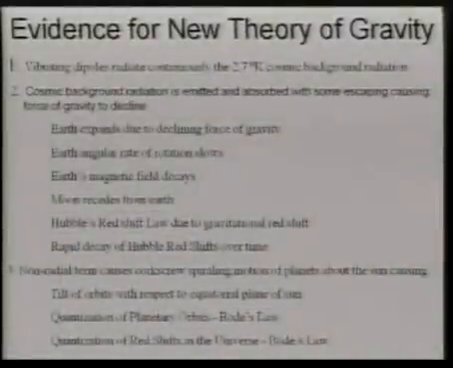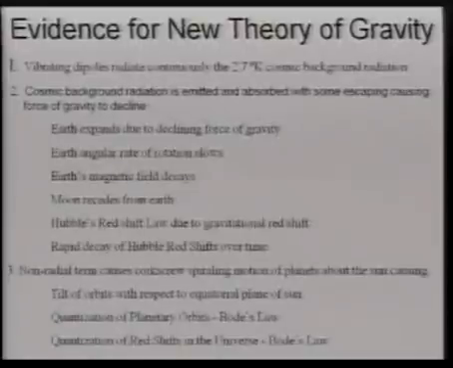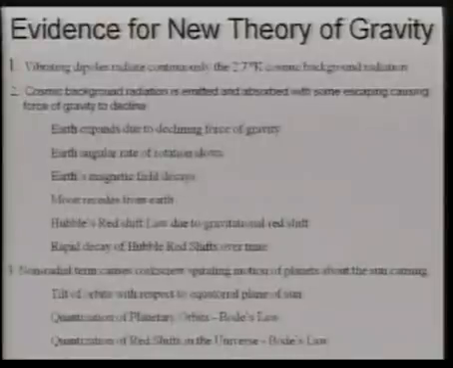We can show that the moon recedes from the Earth. We can show that Hubble's redshift law is due to gravitational redshift. We can show that the rapid decay of Hubble redshifts over time is due to this decline of the force of gravity. And we'll get to that.